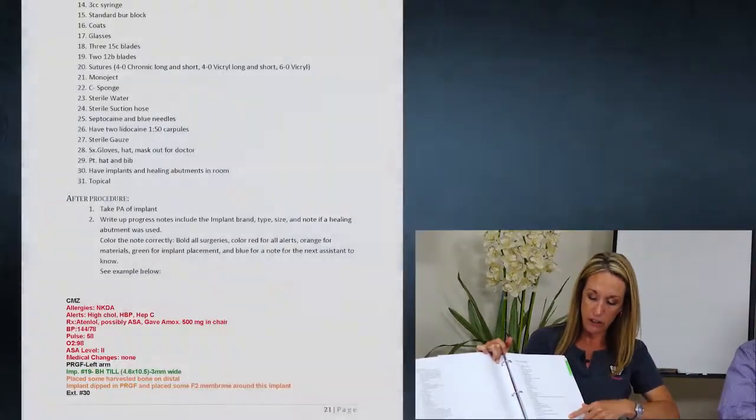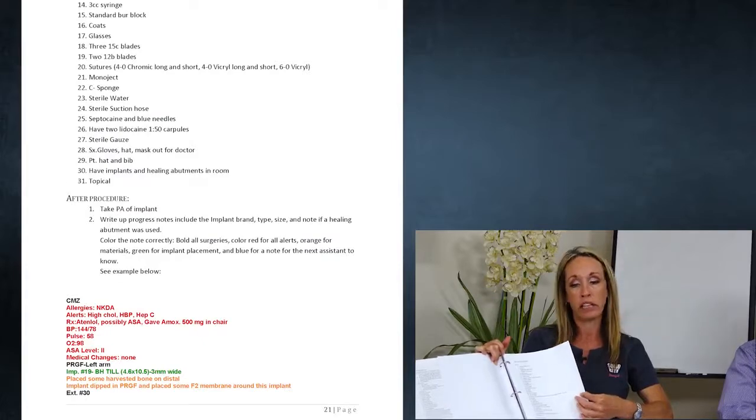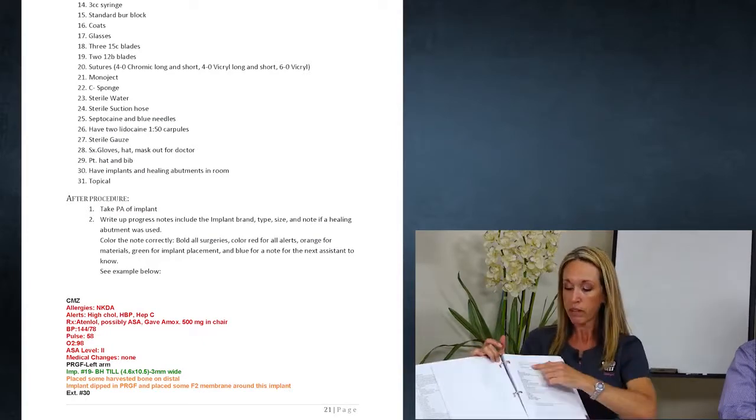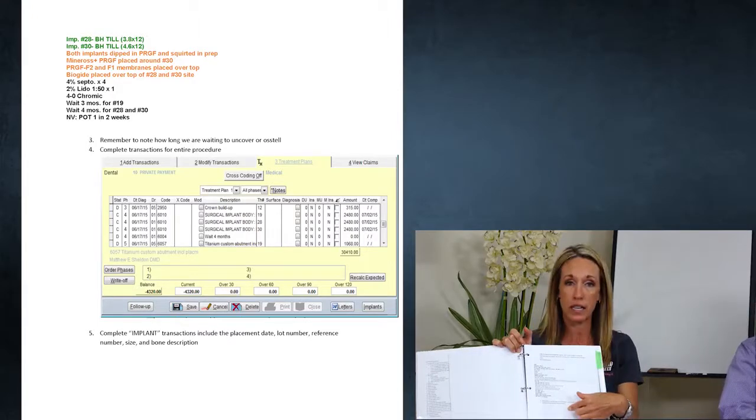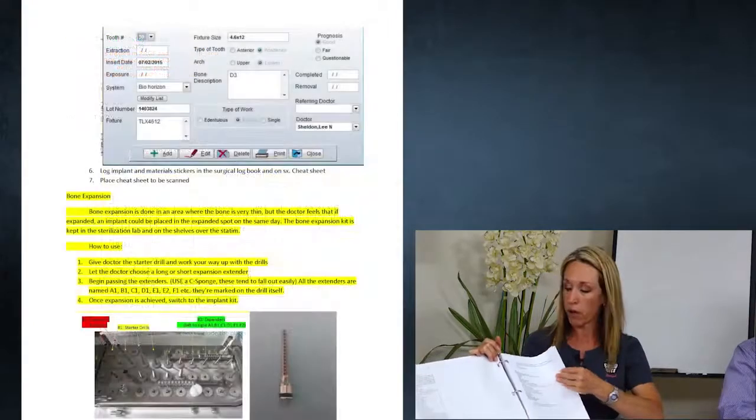It also has what to do after the procedure. So it says, for an implant surgery, they take a PA, they write up the progress notes, they notate what materials were used. It gives an example of how to write up a progress note so the girl can see exactly the format to write up a progress note.